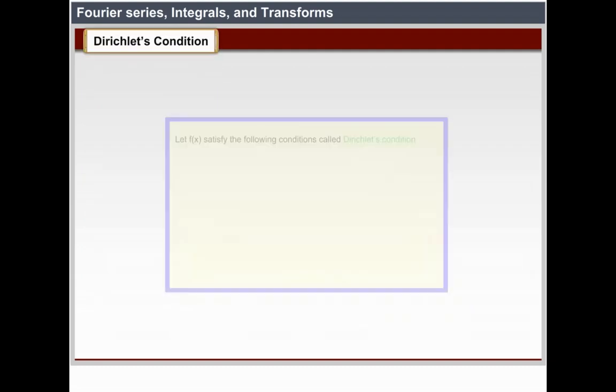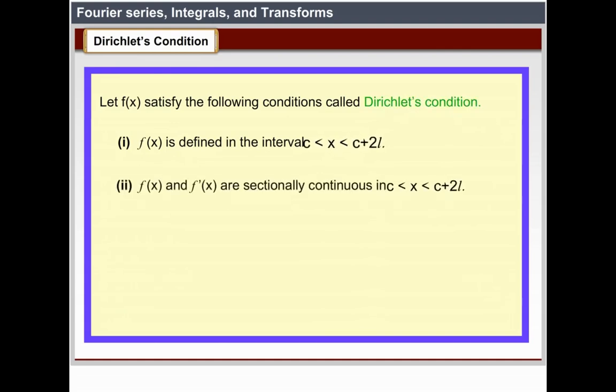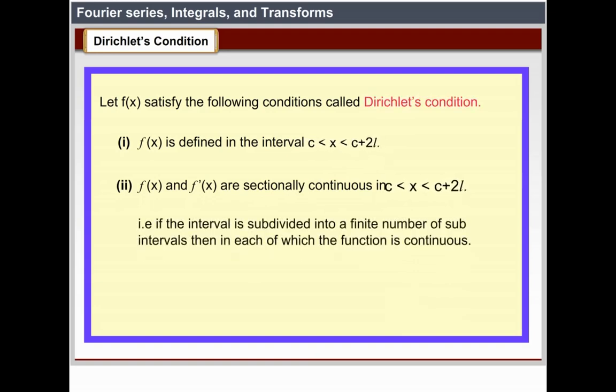Dirichlet condition. Let f of x satisfy the following conditions called Dirichlet conditions. Number 1. f of x is defined in the interval c less than x less than c plus 2L. Number 2. f of x and f dash of x are sectionally continuous in c less than x less than c plus 2L. That is, if the interval is subdivided into a finite number of subintervals, then in each of which the function is continuous.